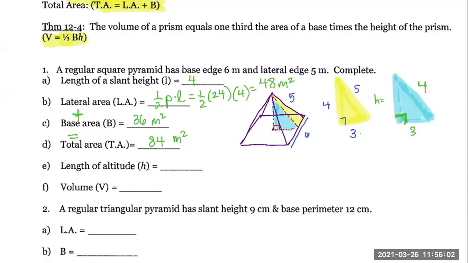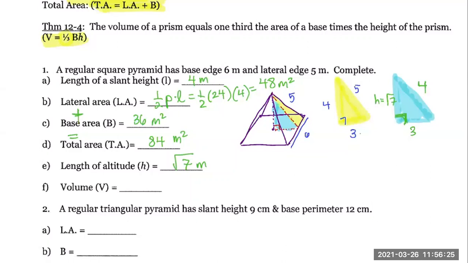Okay, good. Getting so much faster at our radicals, right? So 16 minus 9 is 7. So square root of 7. Very good. So square root of 7 is the length of our altitude. Meters is the unit of measure for all things that are just measuring a length. So square root of 7 meters.